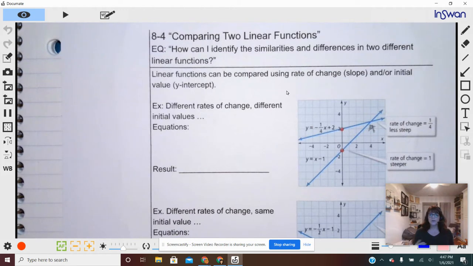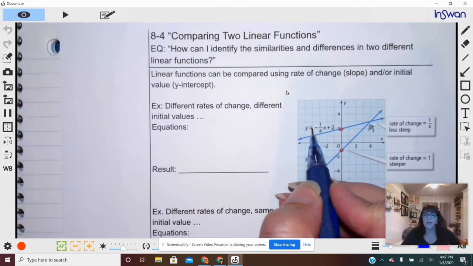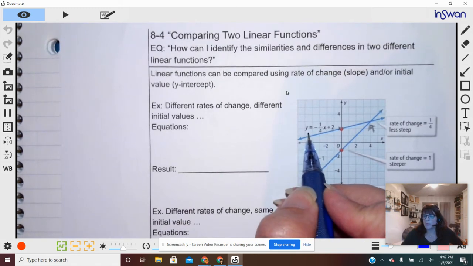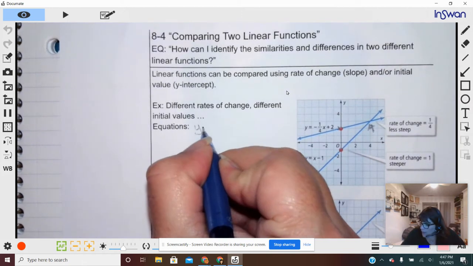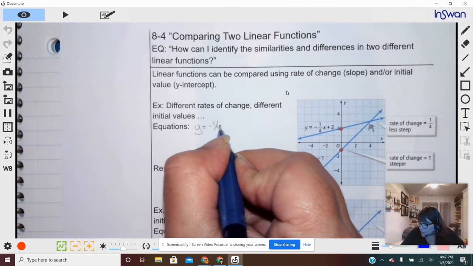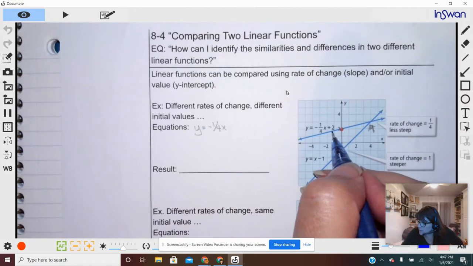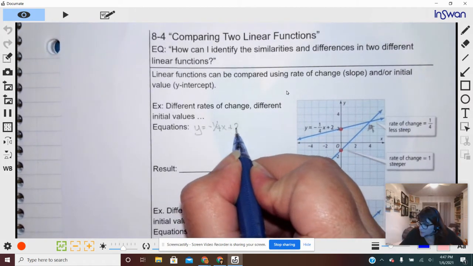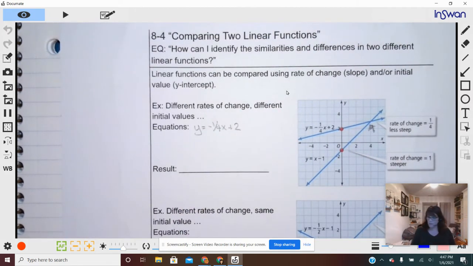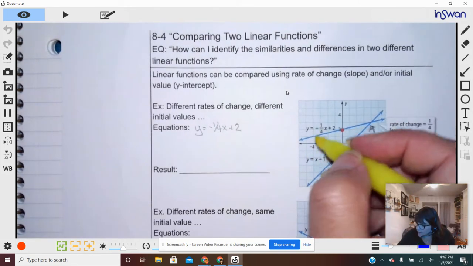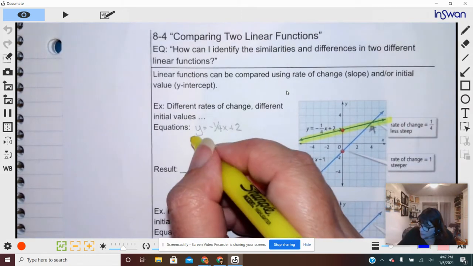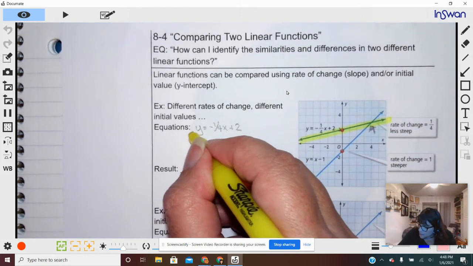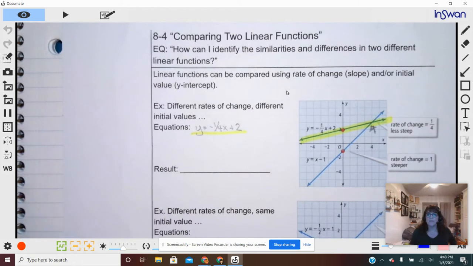Okay, so on this first one, the equation, and you can see it really clearly in my printout, but in your photocopies it might be a little rougher. Y equals negative 1/4 x plus 2. Okay, so that's this line right here. And I'll just kind of underline it in the same highlighter color.